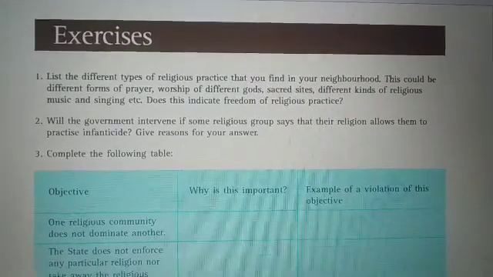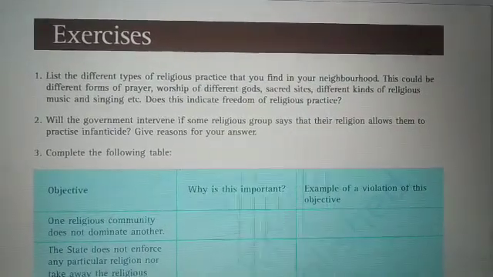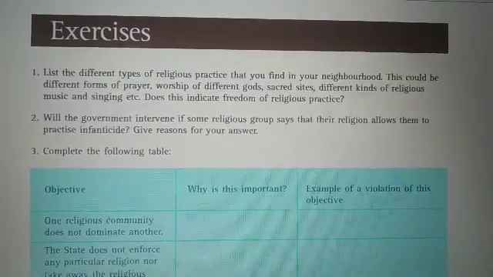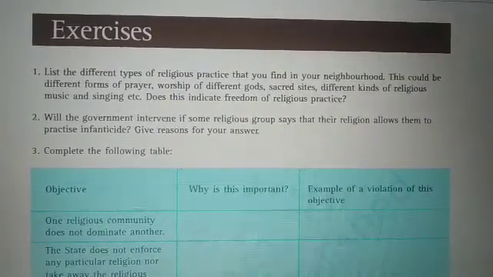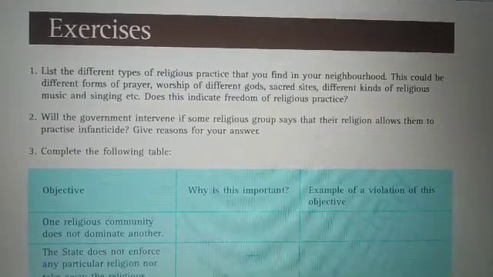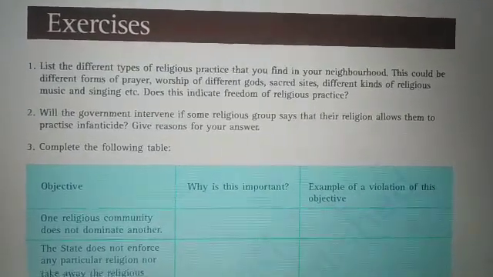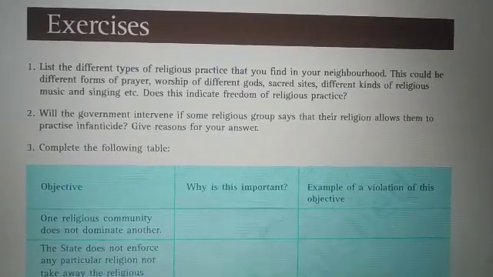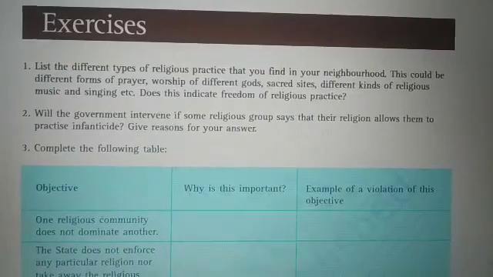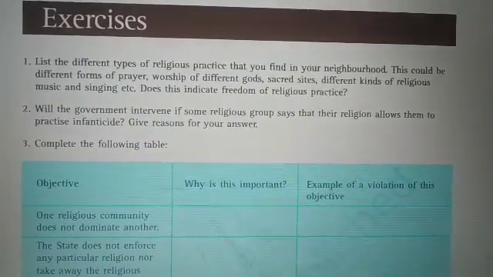So today we are going to start our NCERT questions of Civics chapter 2. Our first question is, list the different types of religious practice that you find in your neighborhood. This could be different forms of prayer, worship of different gods, sacred sites, different kinds of religious music and singing, etc. Does this indicate freedom of religious practice?